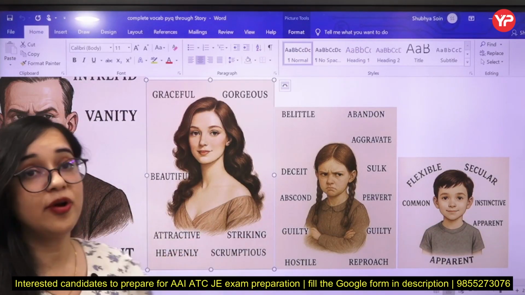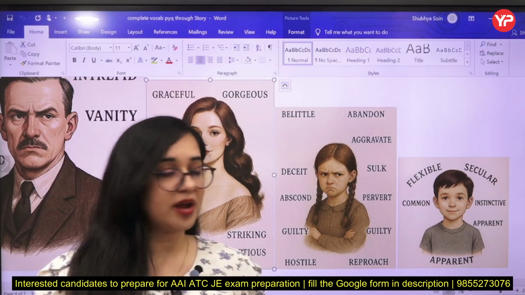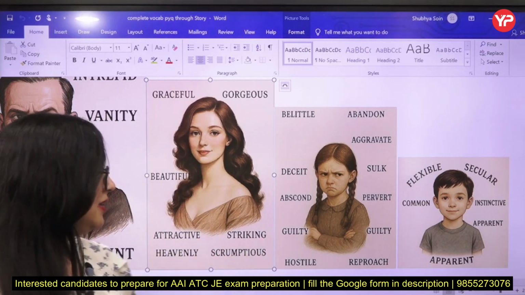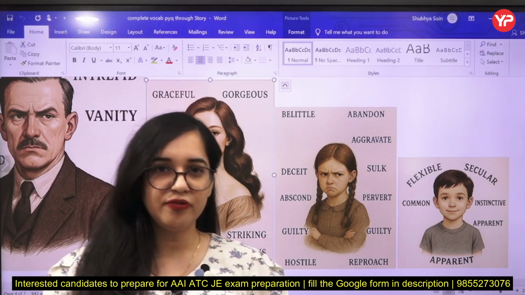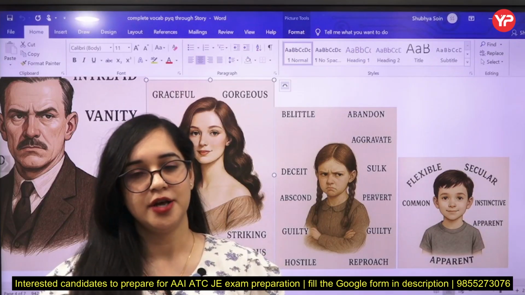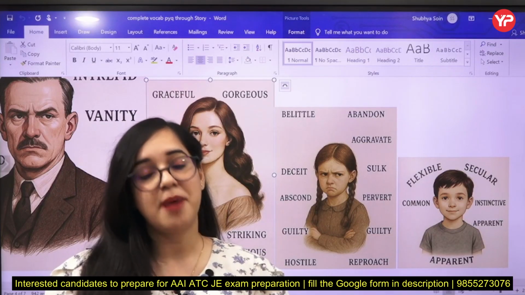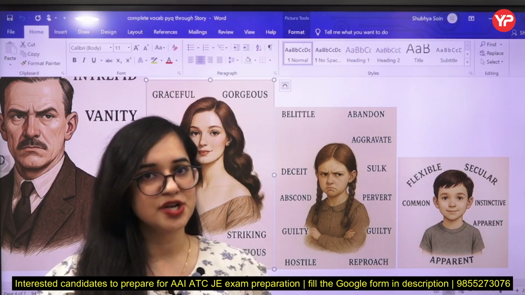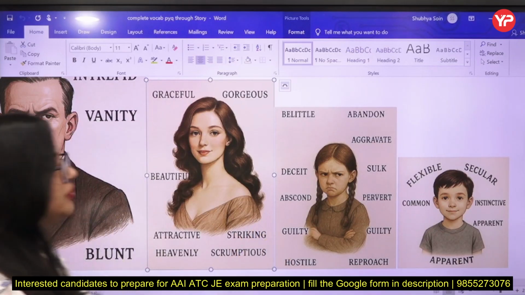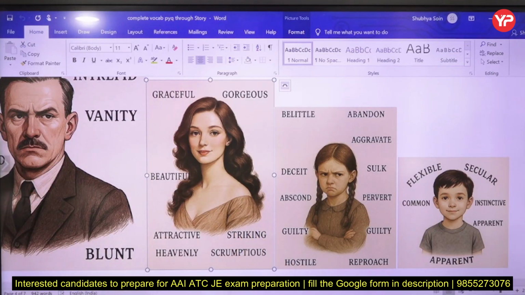Absconding, she may have a boyfriend and she's trying to run away from some place. Guilty, guilty is like someone when you feel bad for whatever you have done. So sometimes when you grow up, you feel bad for whatever things you did in the past. So that is guilty. Hostile, who is very unfriendly, like she is sometimes unfriendly in nature. She does not want to make many friends.